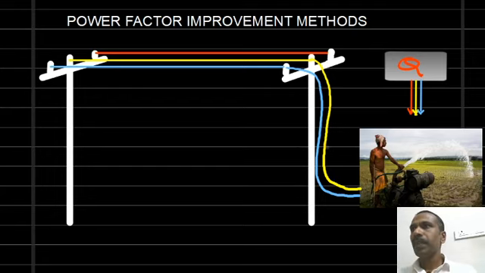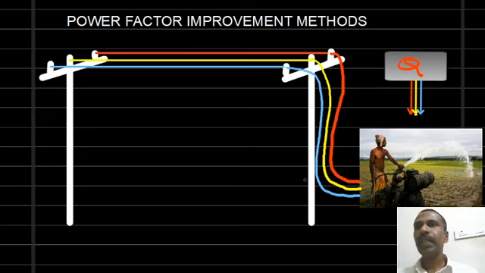Hi students, in this class we will study different methods to improve the power factor of an inductive load. We consider an induction motor. This water pumping system uses an induction motor. It's a transmission system through which the power is transmitted and delivered to the induction motor. Actually, for the operation of an induction motor, we need to supply both active power and reactive power.